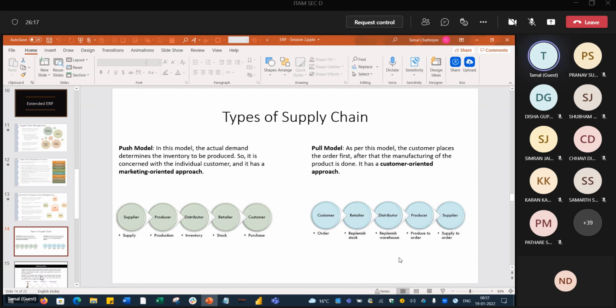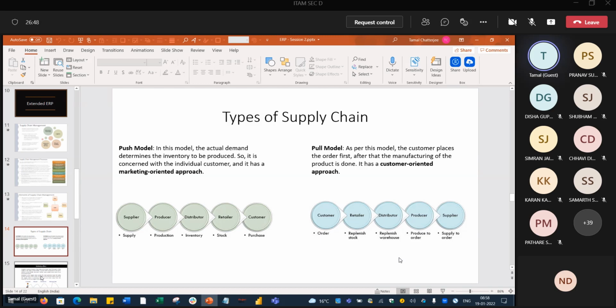Obviously, in the pull model, actually the customer orders. Here the customer is ordering, then the retailer is replenishing the stock. If it is not there, it goes to the distributor, and the distributor can only distribute if the product is already produced. If not, it goes to the producer to produce the product, and then it goes to the supplier. So that is our two different models.